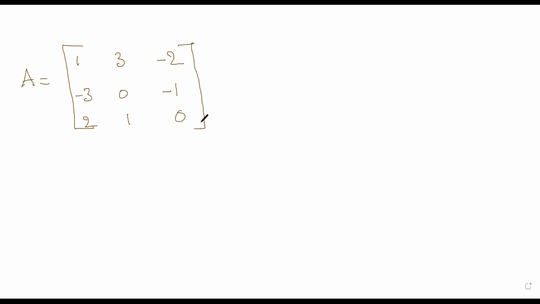So the first step, let's write the formula. A inverse is equal to 1 by det A times adjoint A. So this one we have to keep in mind. So we'll write this formula and keep it aside. Now what do I have to do? First find what is det A.